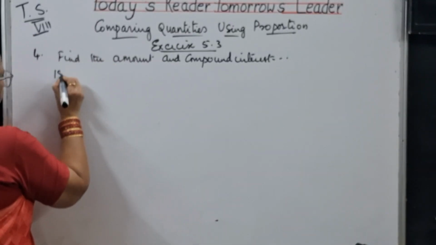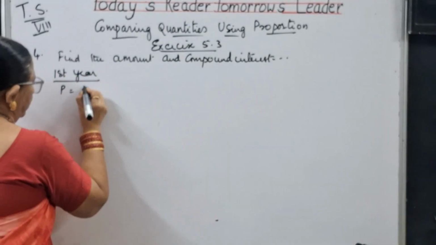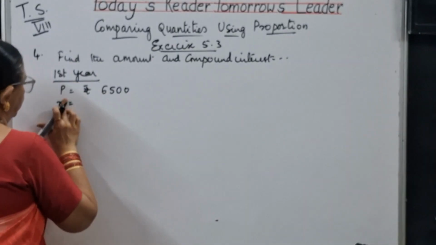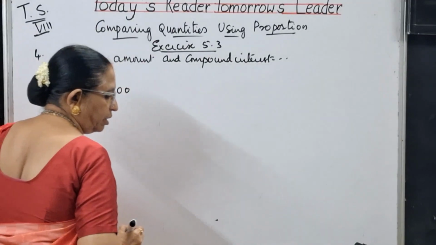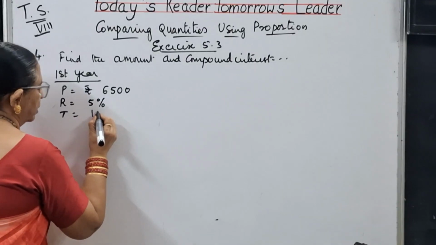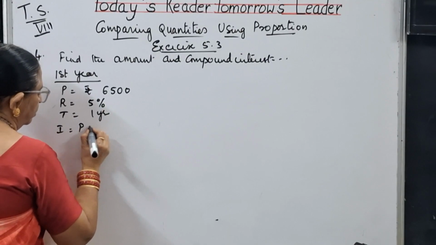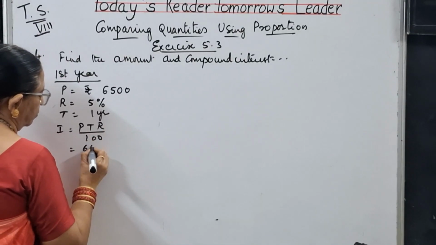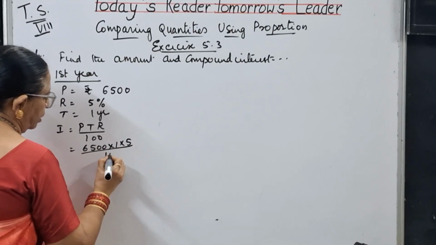So let us see the first year. For first year, principal is rupees 6,500 and rate, we pay simple interest means we used to write capital R, no? Rate, initially the rate is 5% and time we will be taking it as 1 year. So interest I is equal to PTR by 100, 6,500 into 1 into 5 by 100.